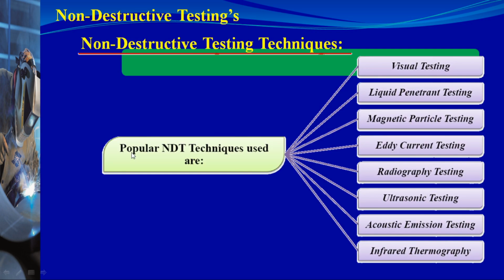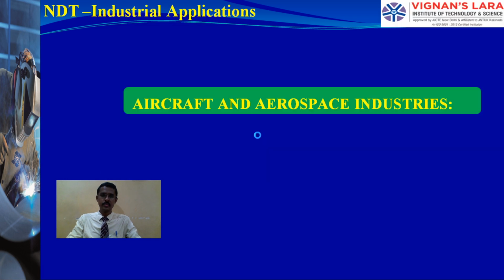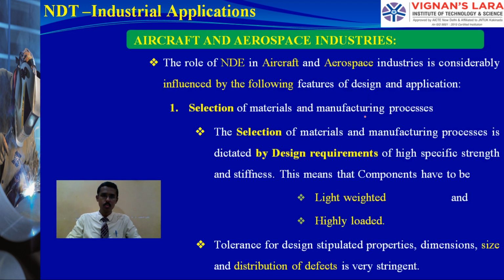Previously, we listed the top 8 important NDT techniques, so these things we already know. The main techniques are visual, liquid penetrant, magnetic particle, eddy current, radiography, ultrasonic, acoustic emissions, and infrared thermography. In continuance with that, we are going to see their various applications, now in the aircraft and aerospace industries.